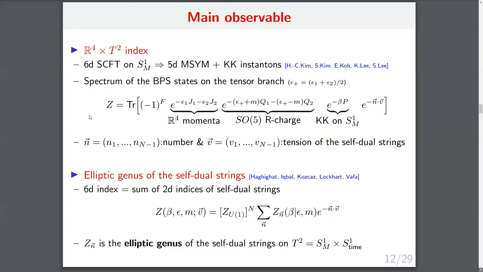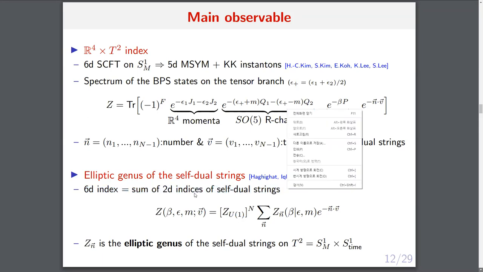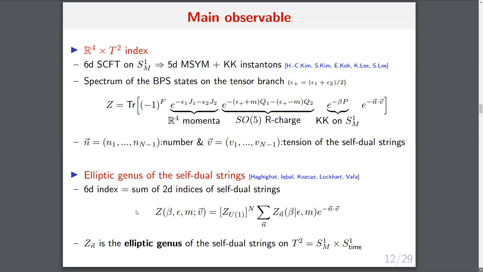And one way to compute this alpha times T2 index is to compute the 5D instanton partition function of this maximally supersymmetric theory. However, in this talk, I'm going to focus on a different approach, which is based on the elliptic genus expansion of the self-dual strings. The main idea is to view the 6D index as a sum of the 2D indices of the self-dual strings, where the 2D index is given by the elliptic genus. And more formally, mathematically, it can be written as follows.